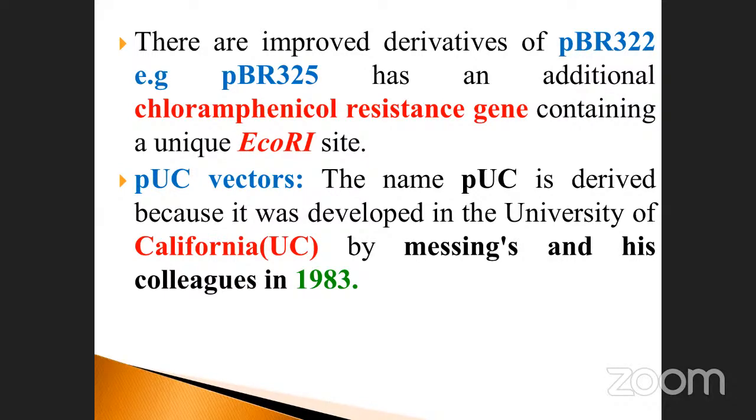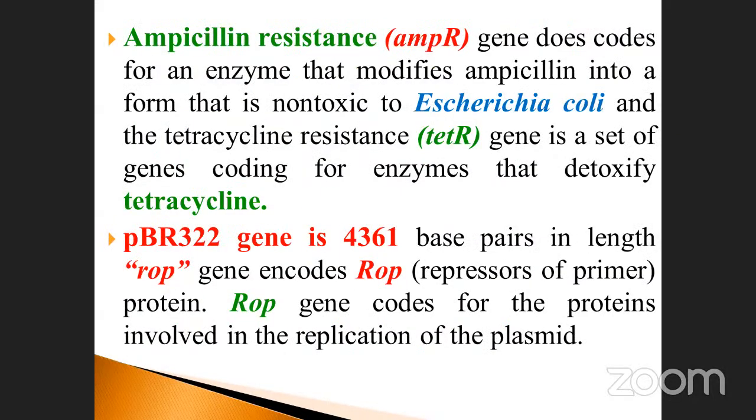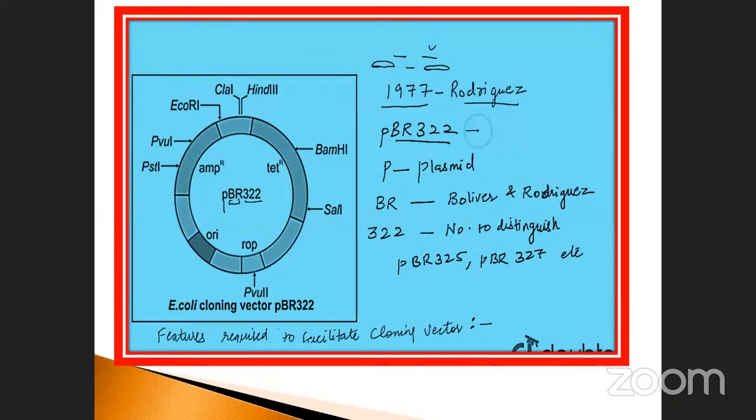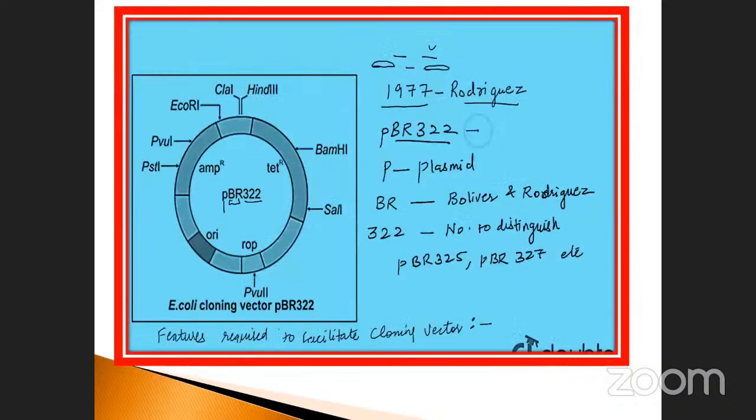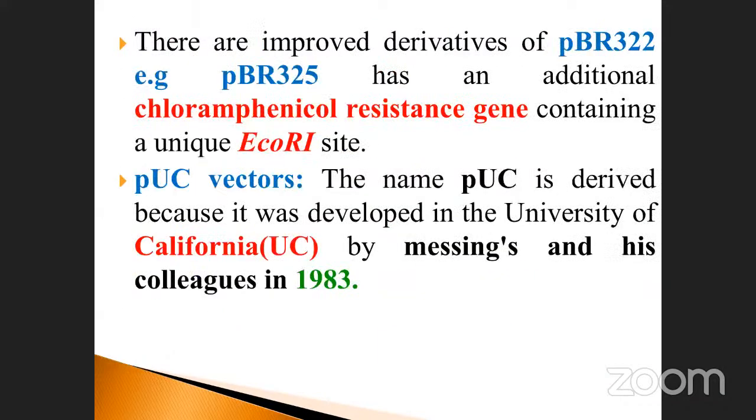It contains a unique EcoRI site. This is very, very important. The EcoRI site, so these are the important points. See here, in this part, what happened? There is a chloramphenicol gene in this part. So there is one additional gene, and the number is also changed, 325. I didn't draw that one; next class I will show you.